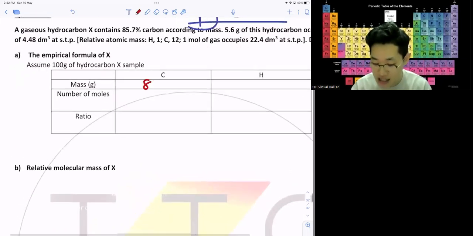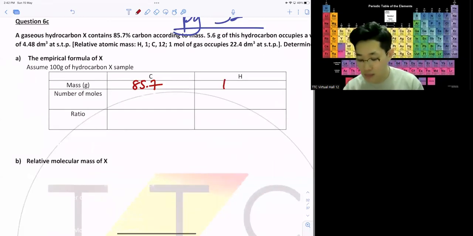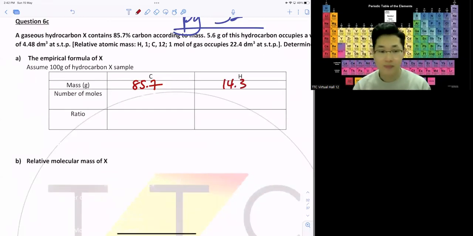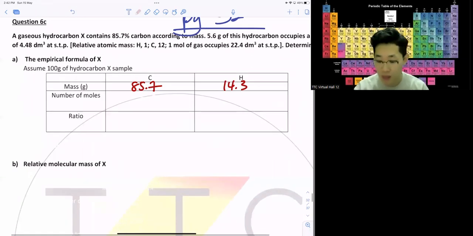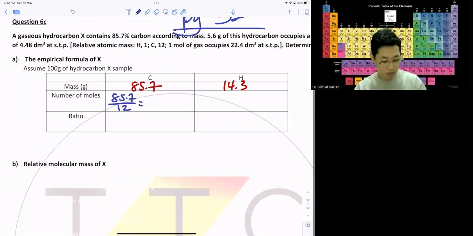Percentage of carbon is 85.7. Hydrogen will be the remaining 14.3. Okay. And then find the number of mole. 7.142.